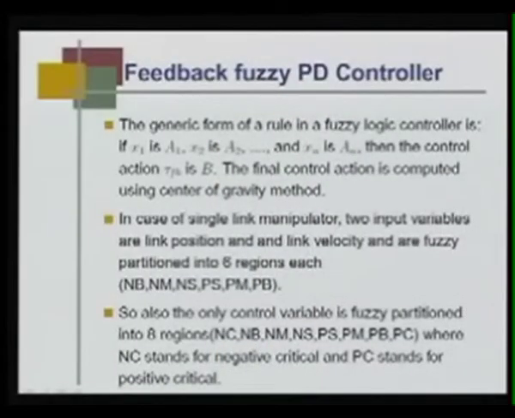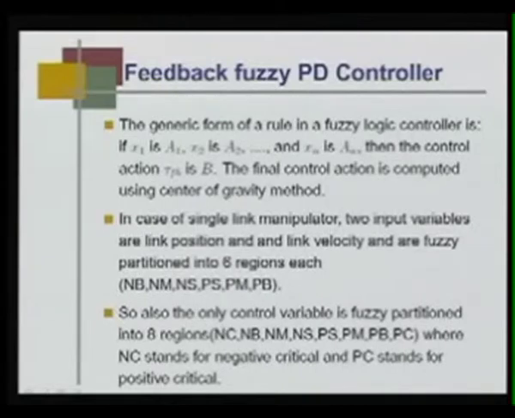So, we showed until now what the fuzzy inverse dynamic model is. Now, we will be talking about the feedback fuzzy PD controller. The generic form of a rule in a fuzzy logic controller is again the same: if x1 is a1, x2 is a2 and xn is an, then the control action tau fb is b. The final control action is computed using the center of gravity method.